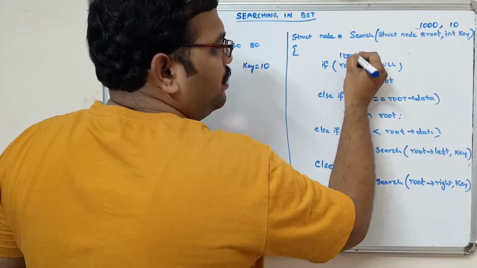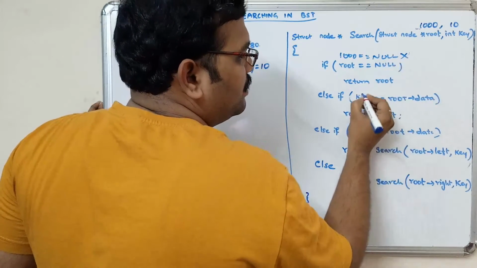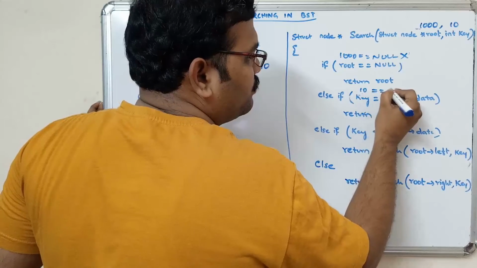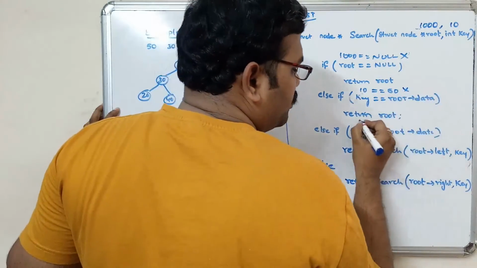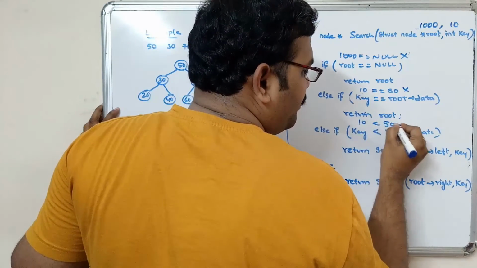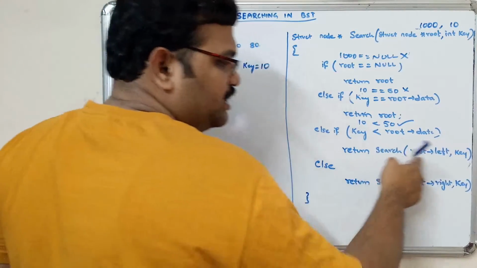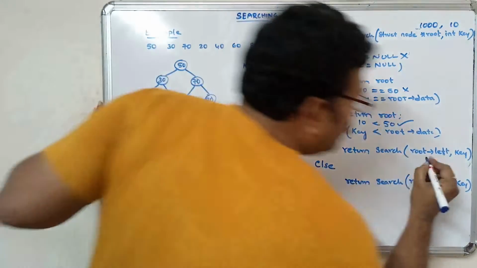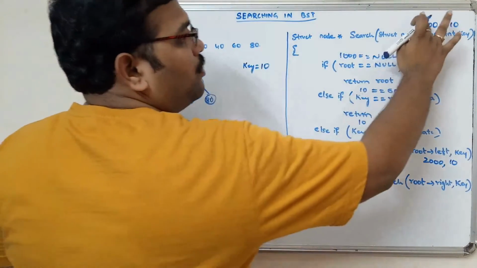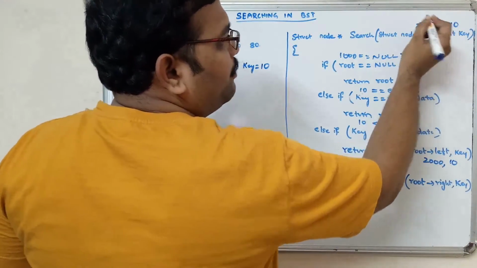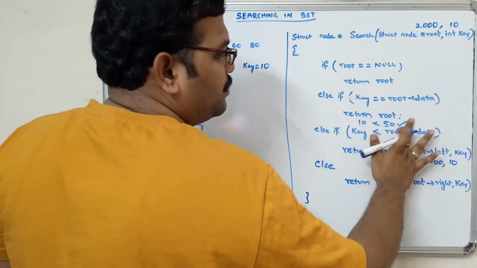So 1000 is equal to null, false. So 10 is equal to 50 because root of data is 50, false. So 10 less than 50, true. So search root of left means 2000. So now in the second recursion it will be 2000, 10. So now repeat the same process.